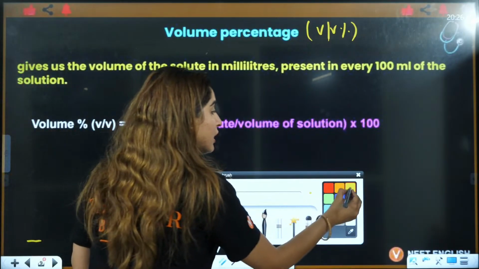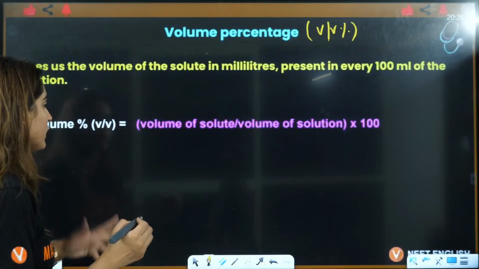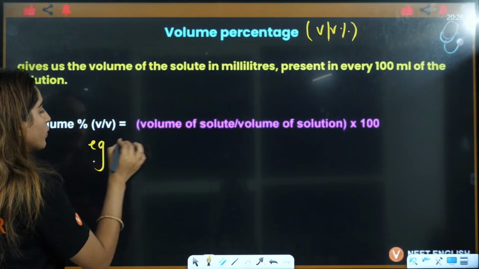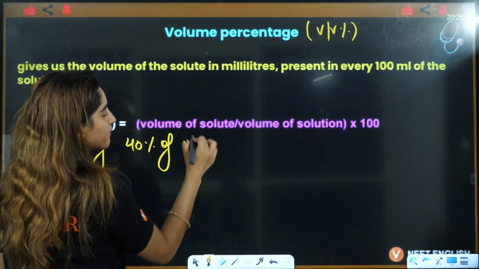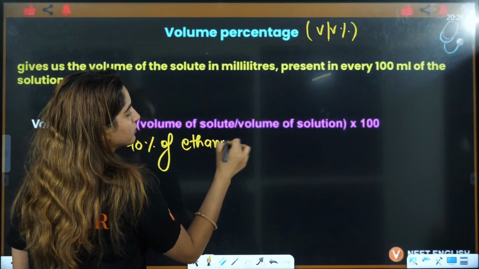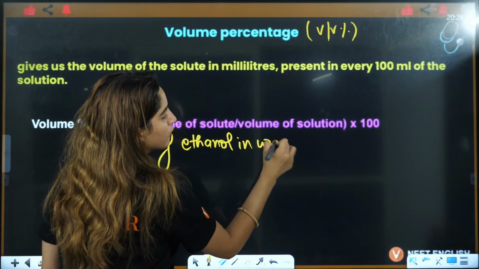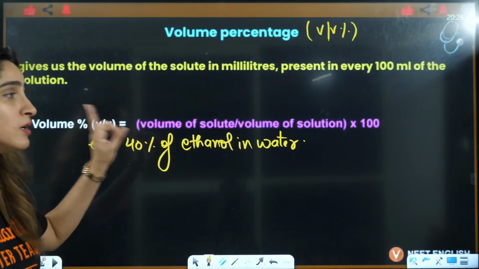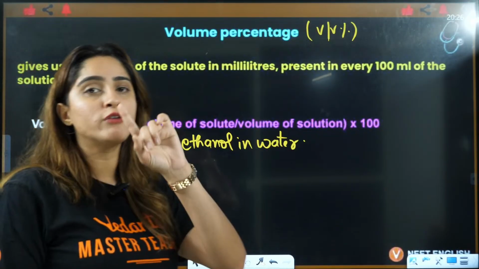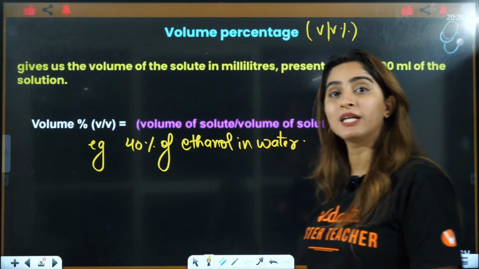Now you need to learn how to decode. I am giving you one example here. You have 40% of ethanol in water. Ethanol in water, 40% is given to you. Now, can you tell me what is the volume of solvent here? What is the volume of water here?